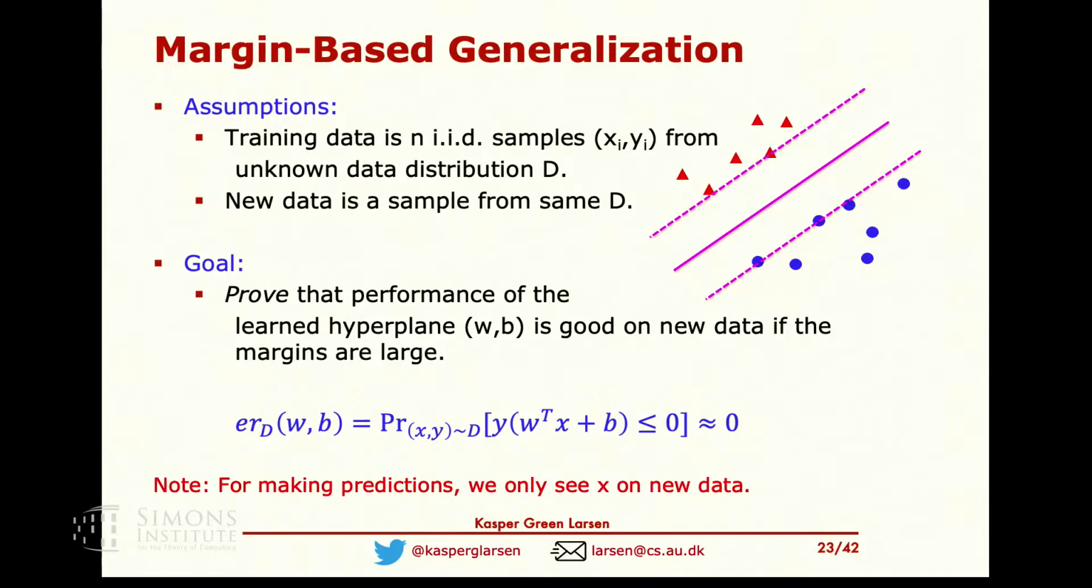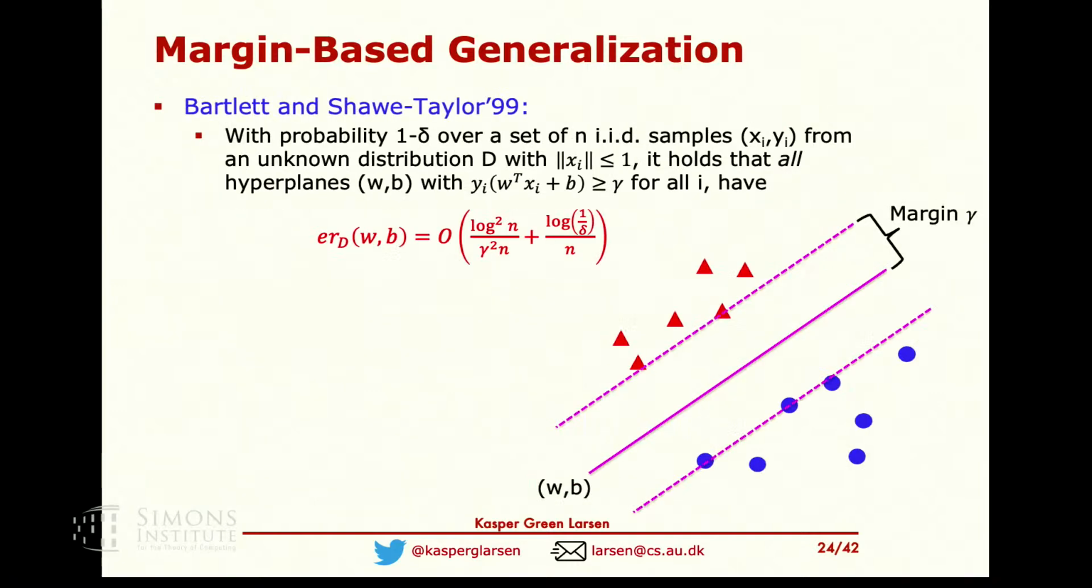And as I mentioned, there's a lot of things already known about this. So let me show you this original work by Bartlett and Shawe-Taylor from '99. Let's spend a little bit of time on this one. So basically it says, if I get n IID samples, a training data set from an unknown distribution D, where you're promised that all the norms of these vectors are at most 1, then with high probability, with probability 1 minus delta, over the training data set, right? So the random thing is the training data set here.